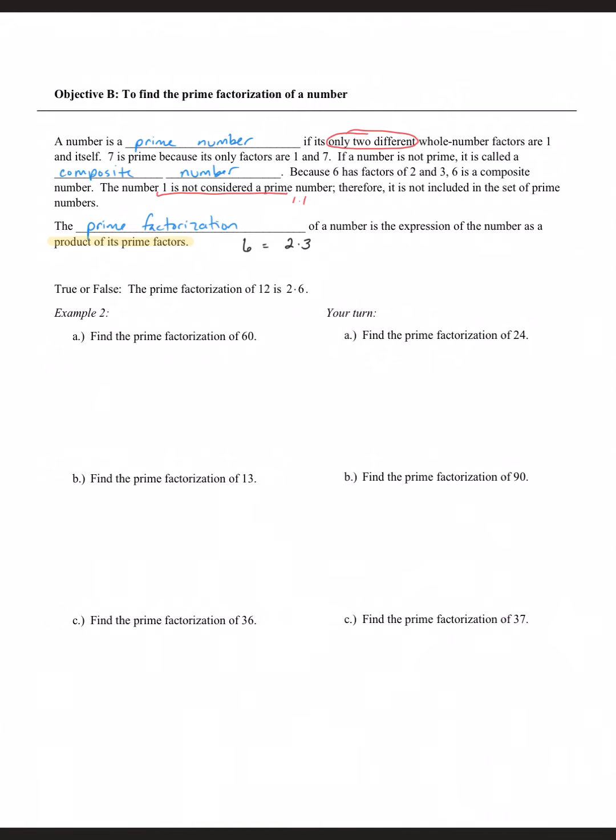And we see something in the next example right here. So with that idea, true or false, the prime factorization of 12 is 2 times 6. Well, we know that 2 times 6 is 12. 2 is prime, but is 6? No. So that means this would be false because 6 is not prime. Prime factorization can only have prime numbers. I'll work through 3 here, and then I'll let you do the other 3.